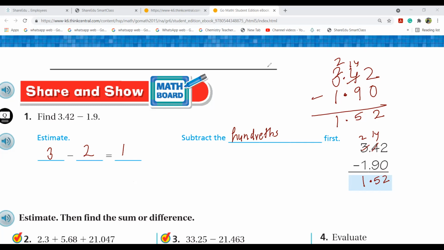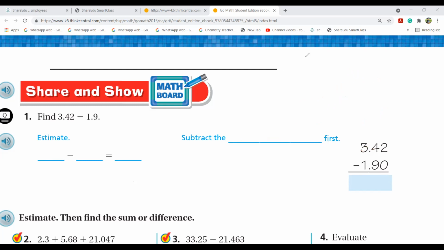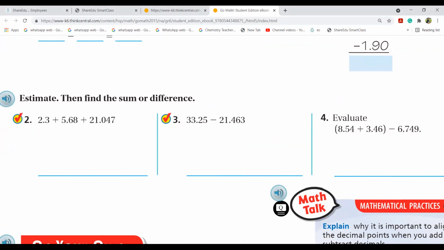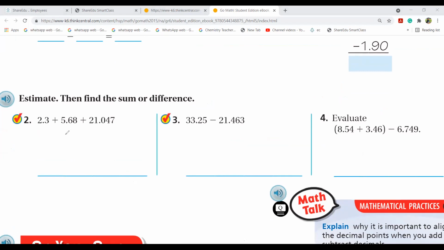Okay, that's what I'm saying. When I do the question number 2, 3, 4, I will do question number 2, 3, 4 with you now. 2.3, 5.68, 21.047. Do you know the arrangement, how I did? I put all the points and the before number and after number, 5.68. The point was here, and after you have 047, before you have 21. And I put zeros where I see they are empty, and I add them.